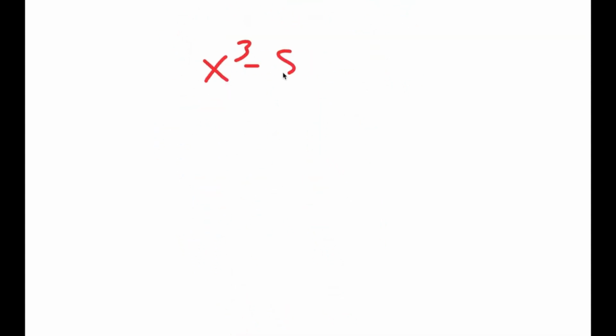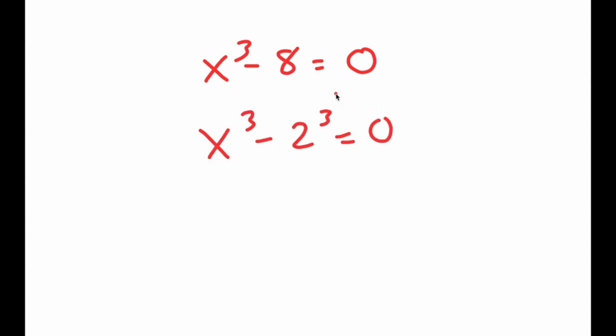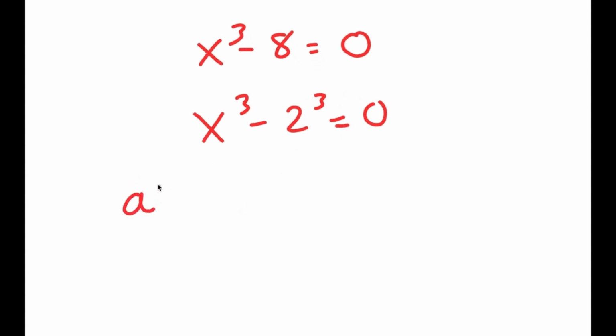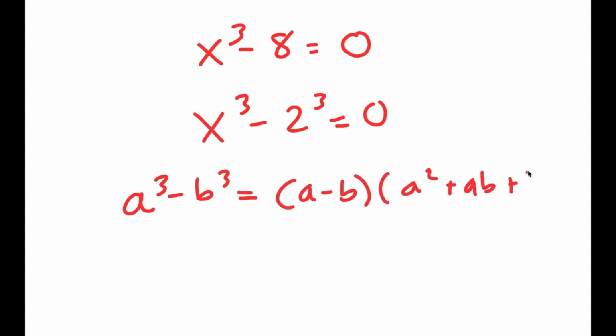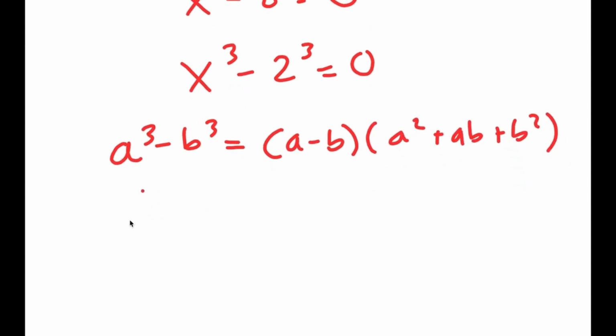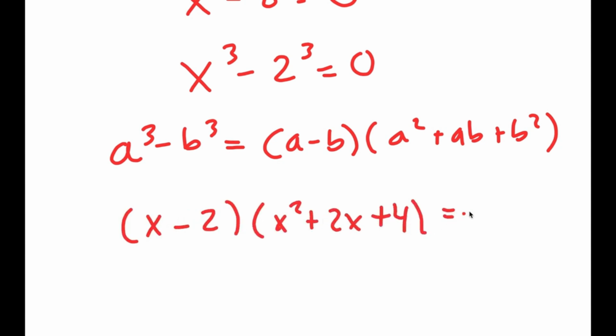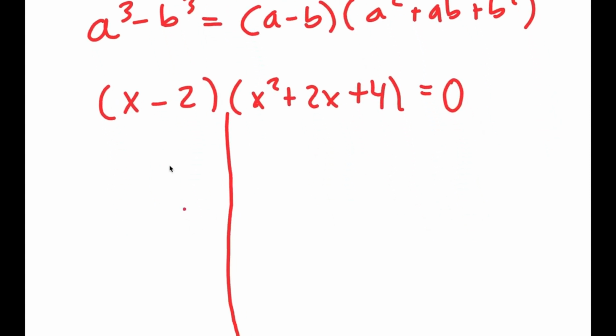So I'm going to rewrite my equation here, x to the power of 3 minus 8 equals 0. And now I'm going to rewrite 8 as 2 to the power of 3. So I get x to the power of 3 minus 2 to the power of 3 is equal to 0. And then now I'm going to use the formula a to the power of 3 minus b to the power of 3 is equal to a minus b times a squared plus ab plus b squared. So in this case, this turns into x minus 2 times x squared plus 2x plus 4 is equal to 0.